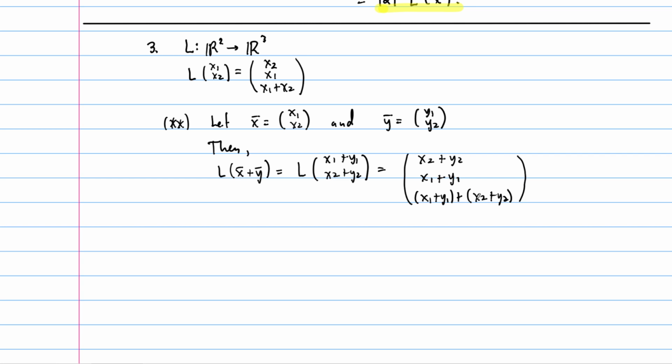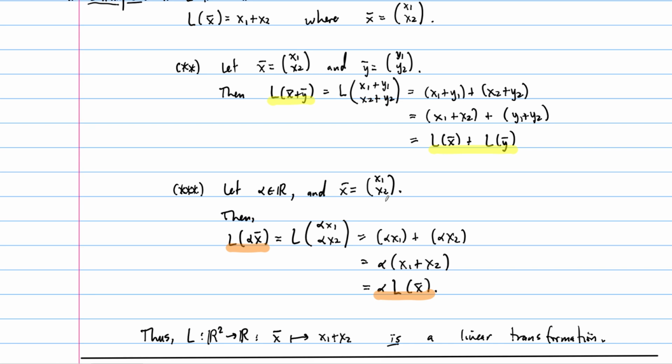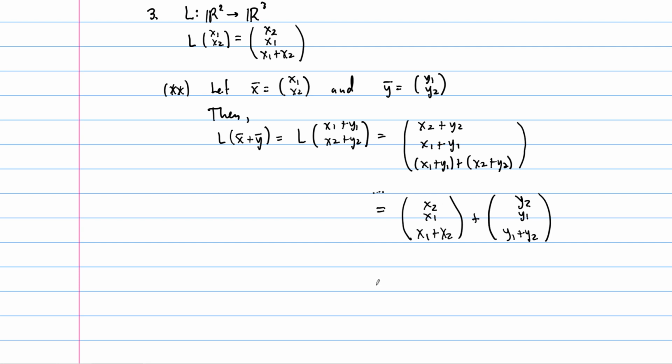And now you can probably guess we're going to use the same reasoning that we did on the first one to just rearrange the components of this, right? And then break it up into two separate vectors. So I'll put dots here. I'll leave some of the work for you to do, but just by basic algebra, this is going to be x2, x1, and then x1 plus x2, plus, outside, y2, y1, and then y1 plus y2. And so, of course, if you believe this, and you're going to fill in the details here, then this is L of x plus L of y.